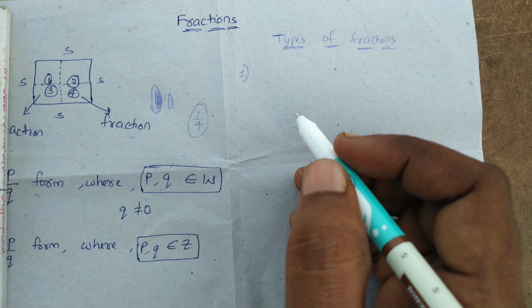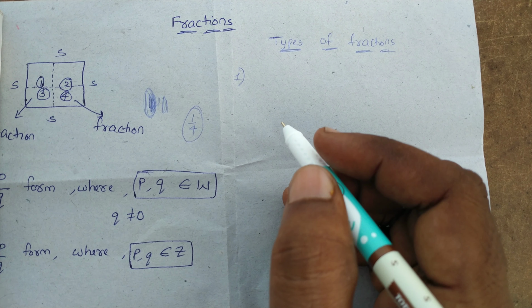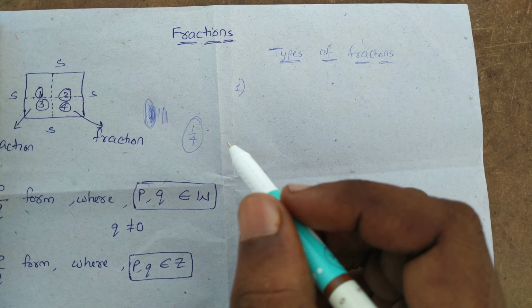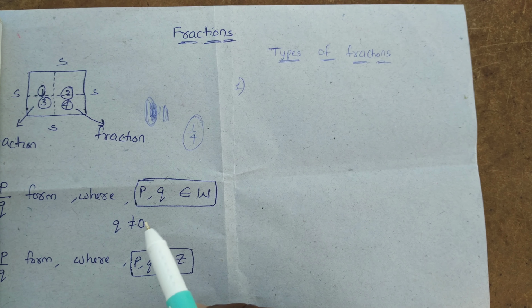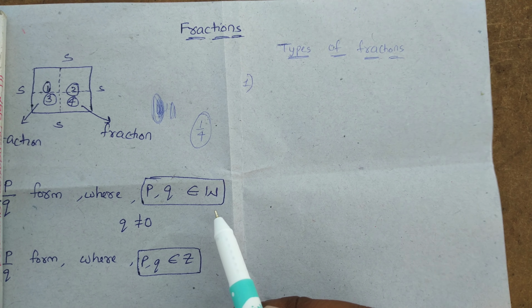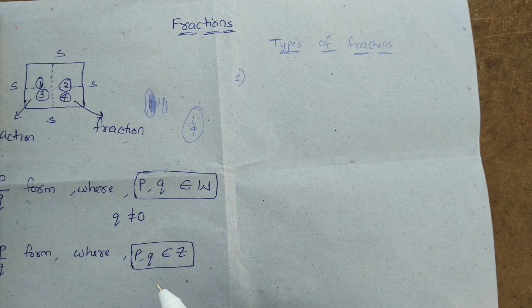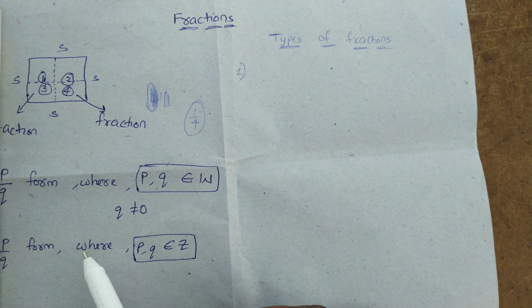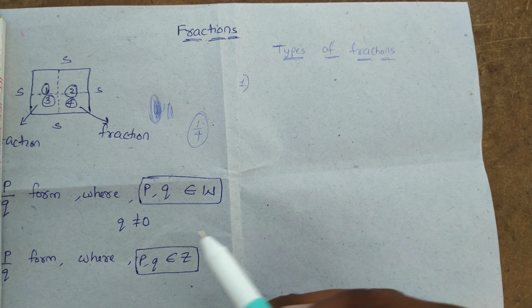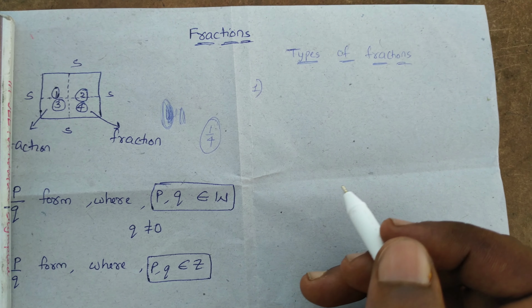And I have also clearly explained the difference between a fraction and a rational number, right? A fraction is in the form p by q, where p and q belong to whole numbers. Coming to rational numbers, that is also in the p by q form, but where p and q are integers. So this is about the introduction to fractions.